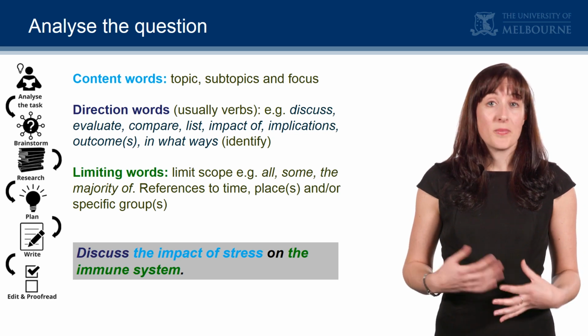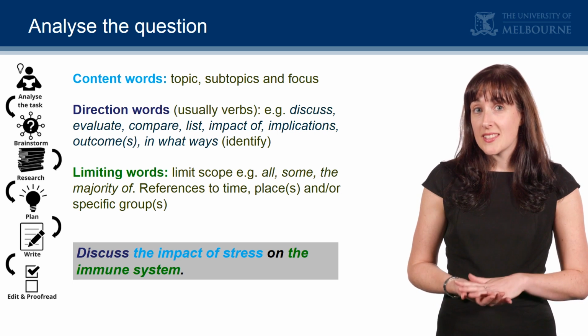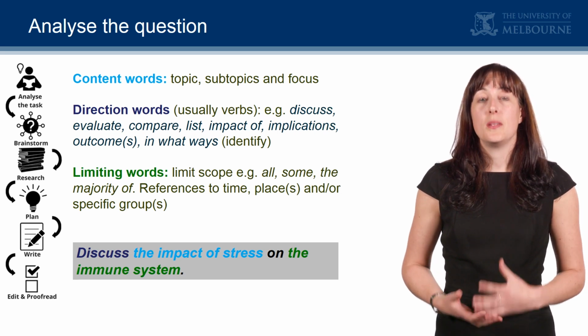In this example, the direction word is discuss. The topic is the impact of stress, and the analysis is limited to the immune system only. Spend time on this stage. A paper which directly answers the question and uses appropriate structure and style for the genre will get better marks than one that doesn't.